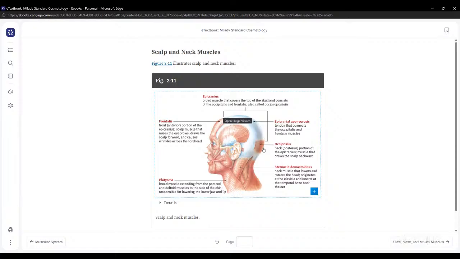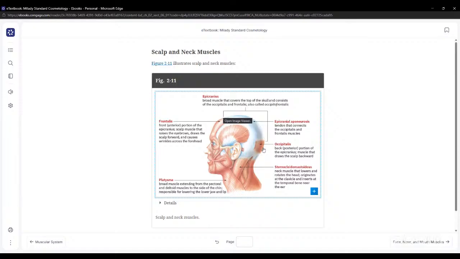These two muscles are joined together by the epicranius. It's a muscle that connects to the frontalis and a muscle that connects to the occipitalis, creating what we call the scalp. Connecting the two together creates the scalp. So nerves are running back and forth and the muscles are connected by the epicranius.